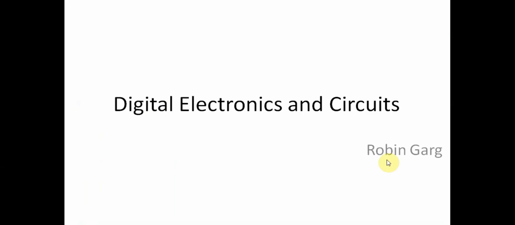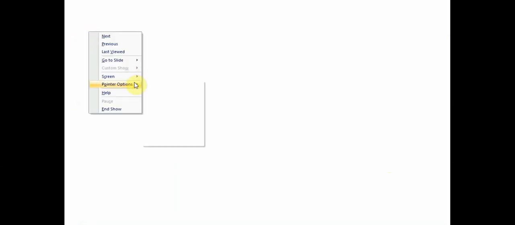Hello everyone, welcome to this lecture of the course Digital Electronics and Circuits. In the past couple of lectures, we have looked at registers and counters, and we looked at various variations of both registers and counters. To capture all these variations, we started with the registers. We looked at two circuits.